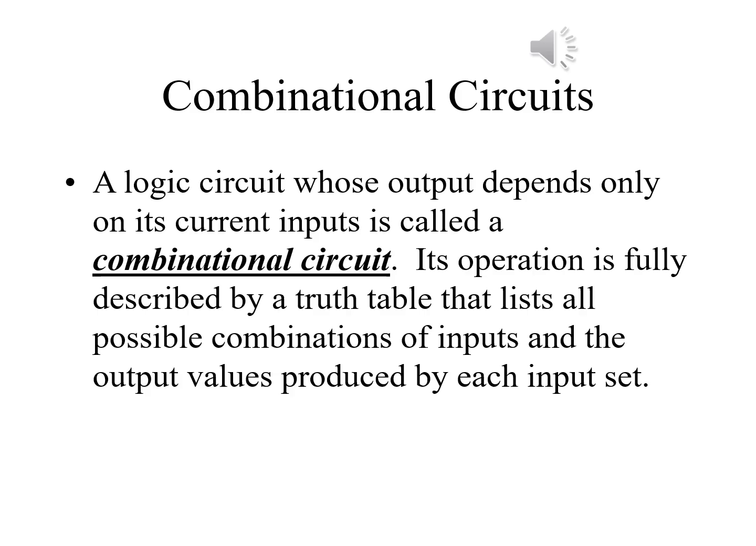A combinational circuit is a logic circuit whose output depends on and only on the current inputs that are presented to it. Its operation can be described completely by a truth table. The truth table needs to list all the possible combinations of inputs and the outputs that are produced for each set of inputs.